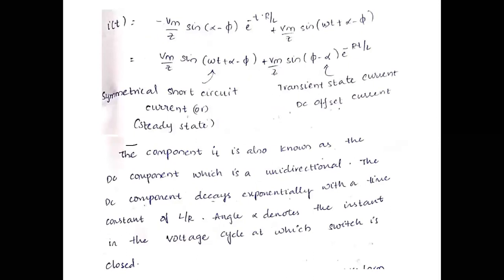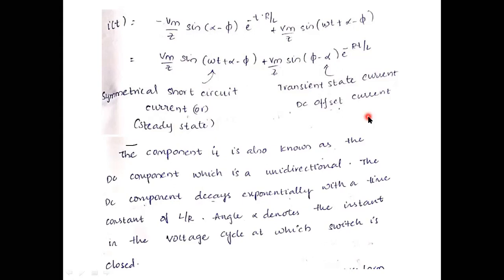Now you see here, just after substituting the value of C in this equation, you will get this one. Now i(t) is equal to Vm by Z into sine of omega t plus alpha minus phi, and Vm by Z into sine of phi minus alpha into e power minus Rt by L. So this is the symmetrical short circuit current or steady state current, and this is a transient state current or DC offset current. You can also call this a DC offset current or transient state current.